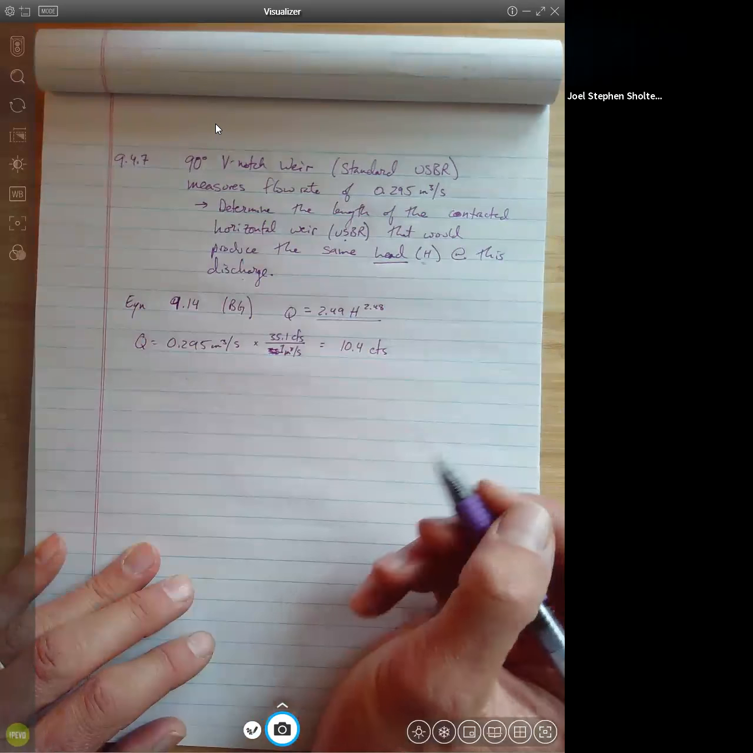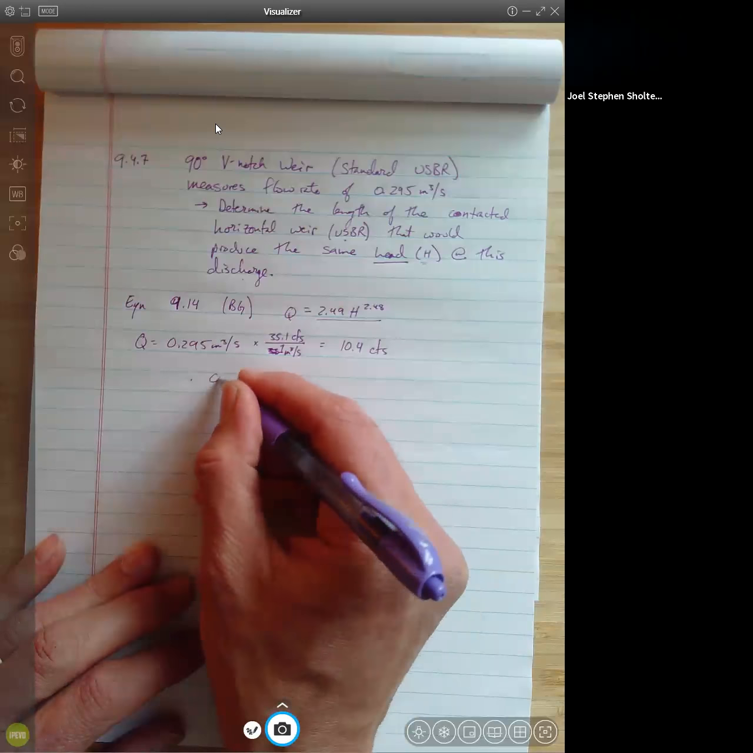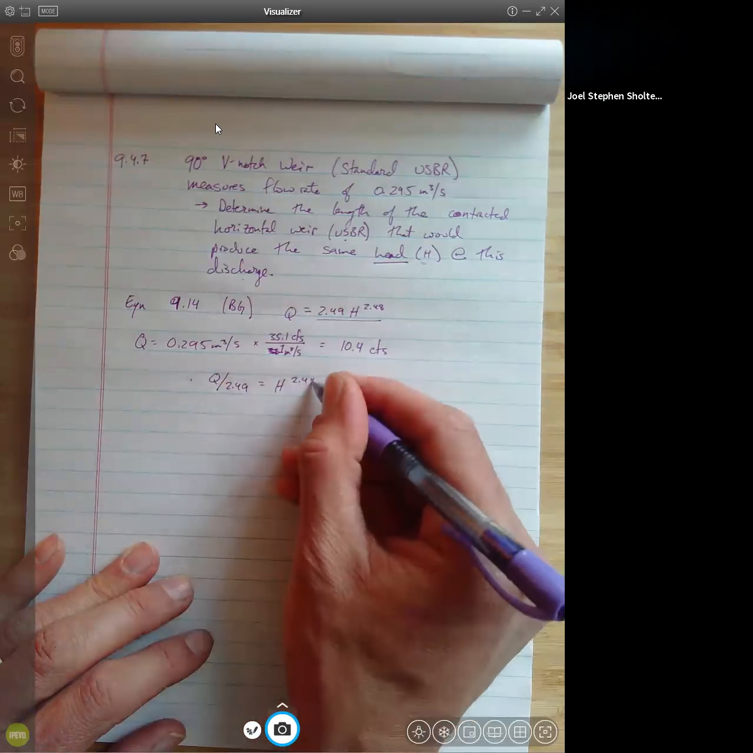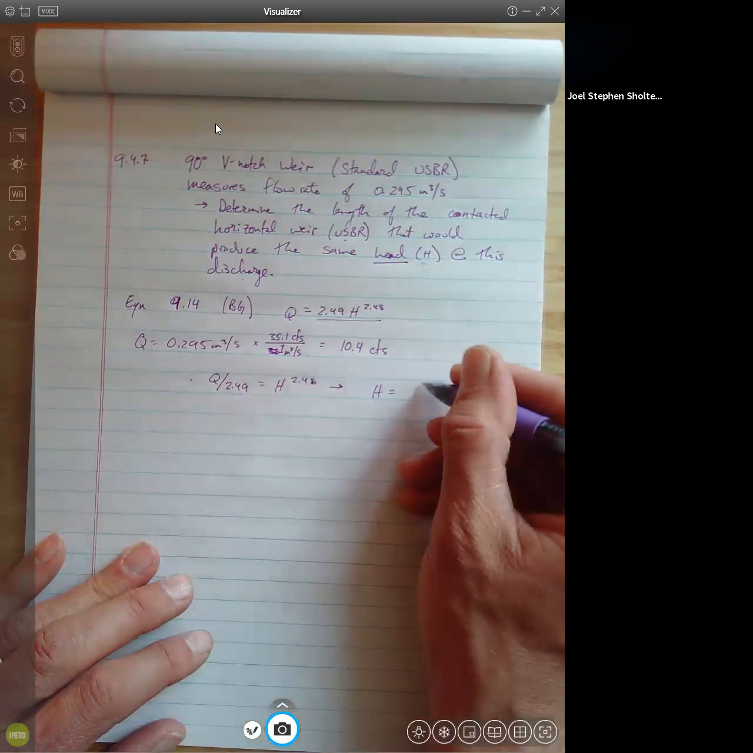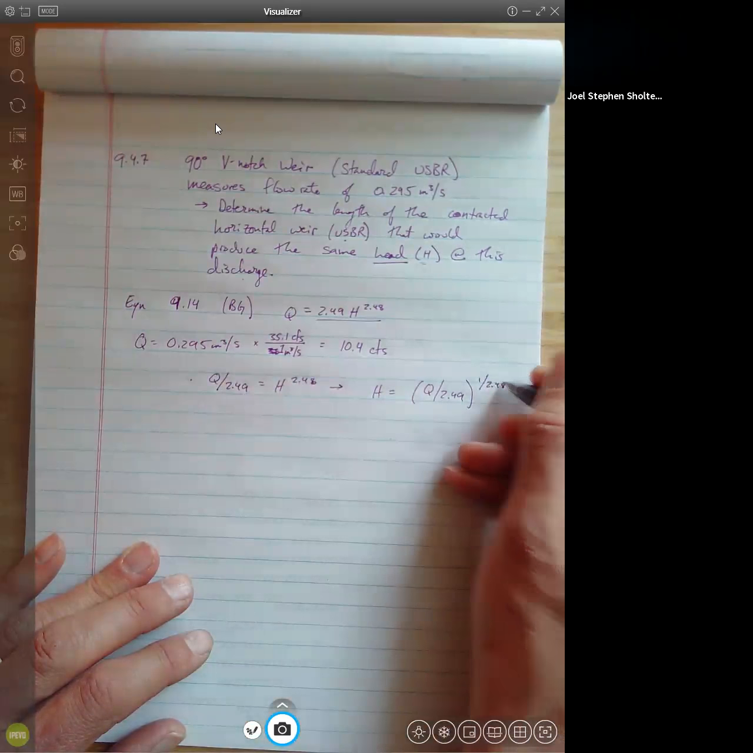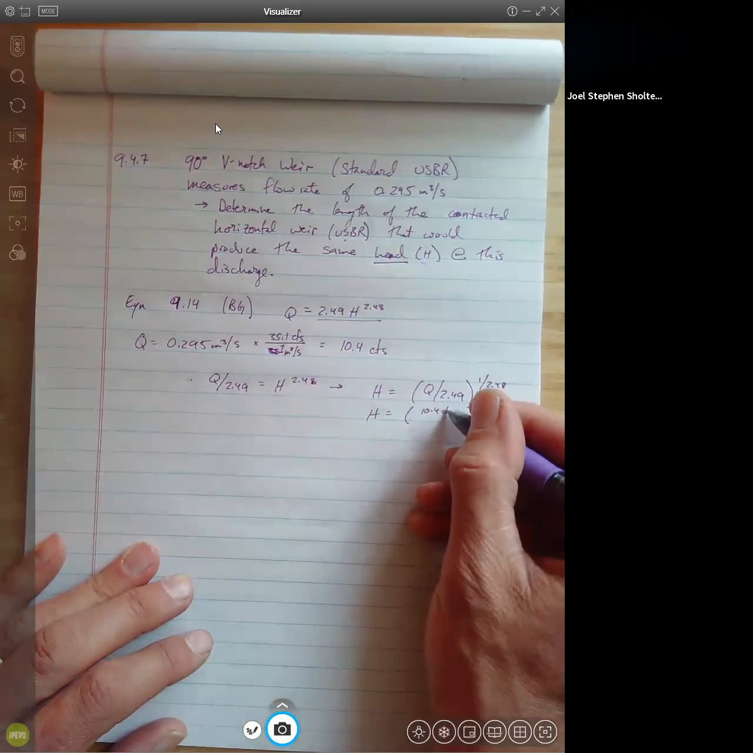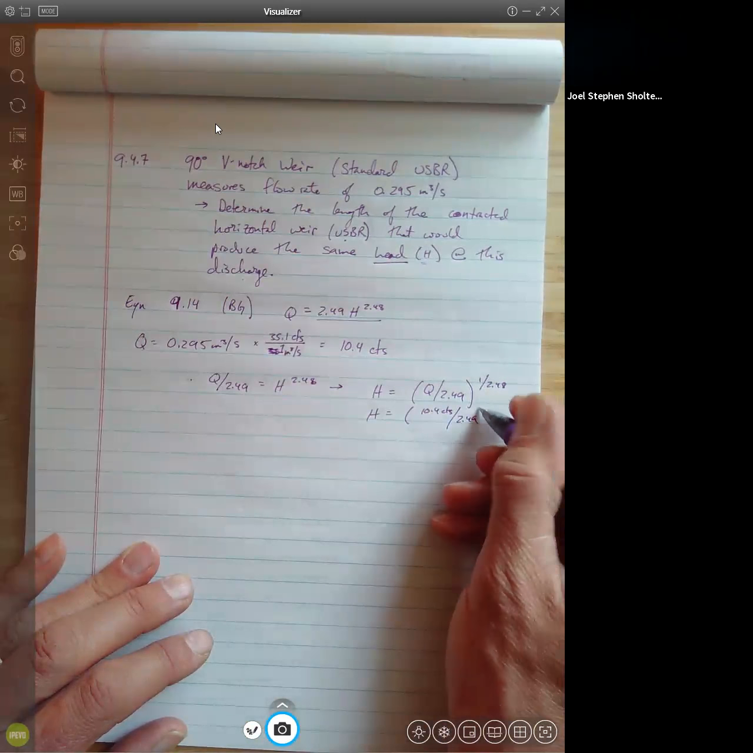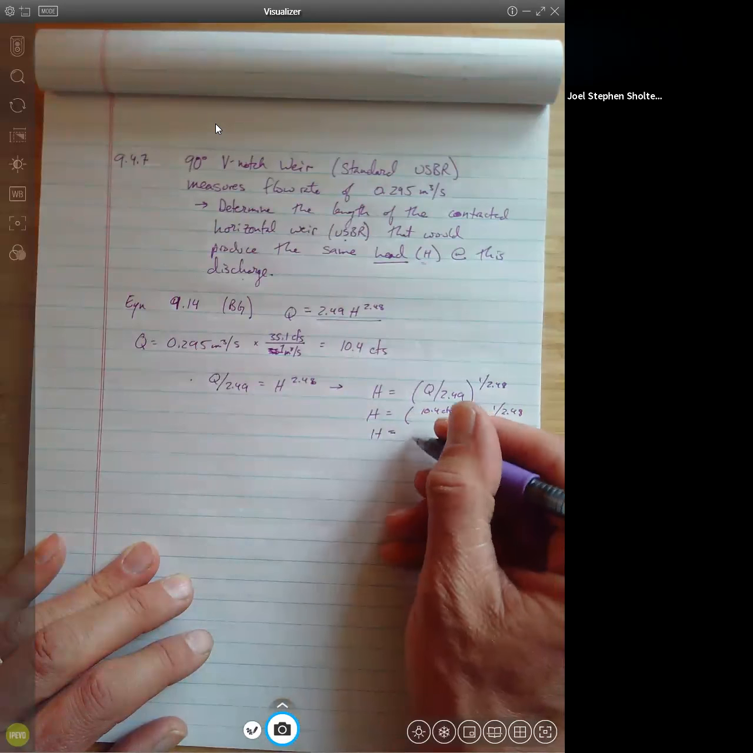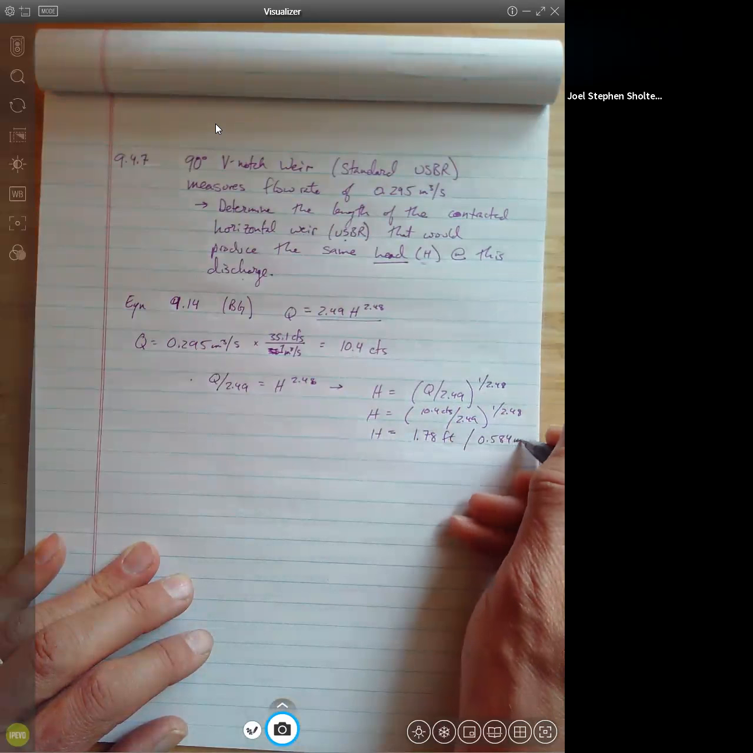So we actually just need to solve for H here, right? So let's solve for H first. We have Q over 2.49 is equal to H to the 2.48, and then we'll solve for H. H is equal to (Q over 2.49) to the 1 over 2.48. If we plug in our Q, 10.4 CFS, 2.49, and 1 over 2.48, we get H is equal to 1.78 feet, or 0.584 meters.